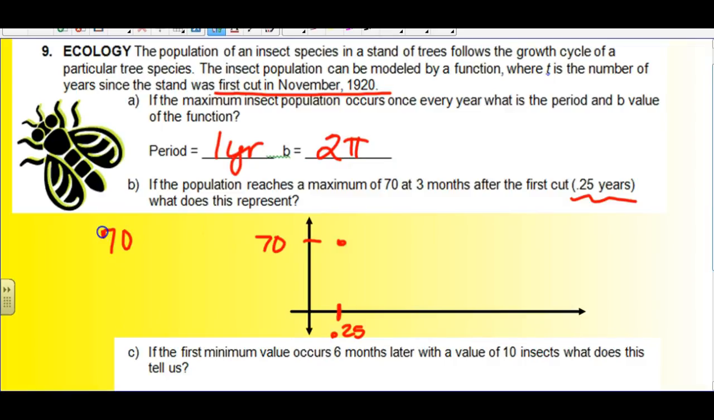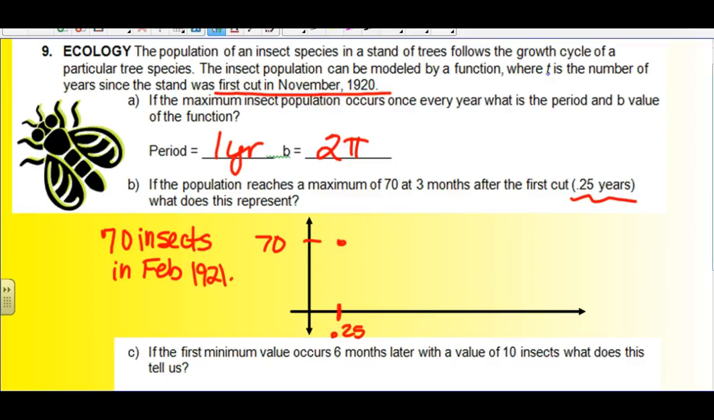So 70 insects or insect species, 3 months after we started, which would be what? This November to December, January, February of 1921. Was a good year. No, I'm not really that old.